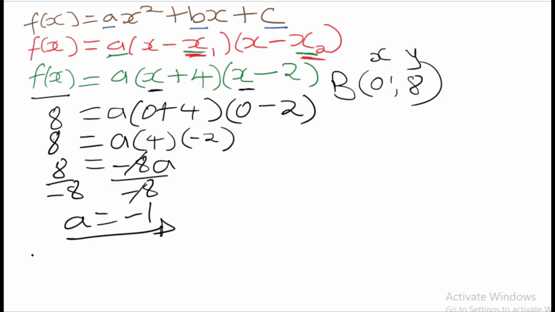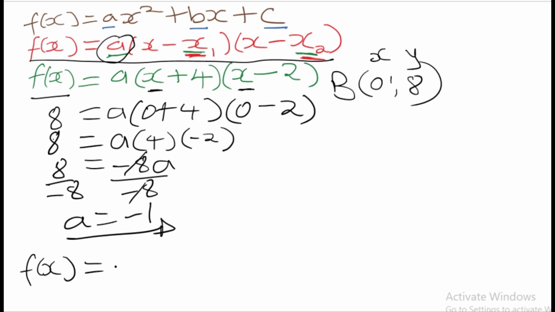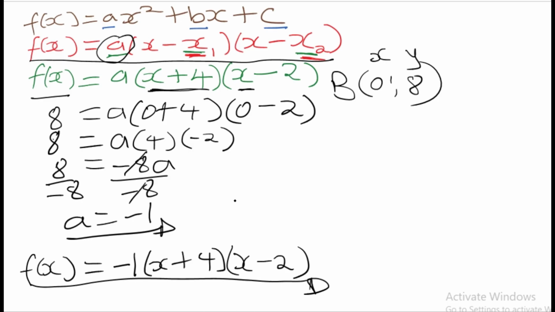All right. So now if I rewrite this function, because I now have the value of a, that means I'll have f of x is equal to negative 1, for the value of a, then I've got (x plus 4), and then I have got (x minus 2). This is where we are now, but we did not finish. Let us simplify it.